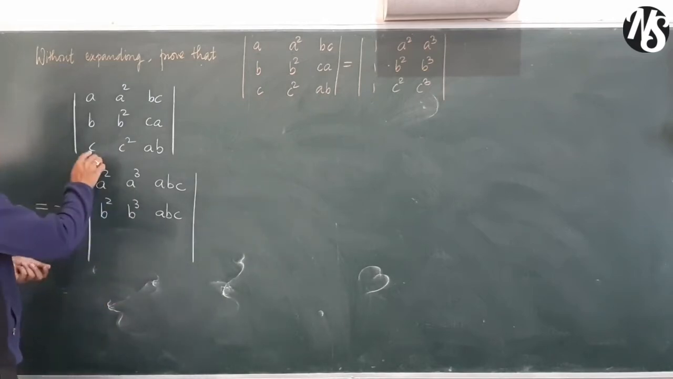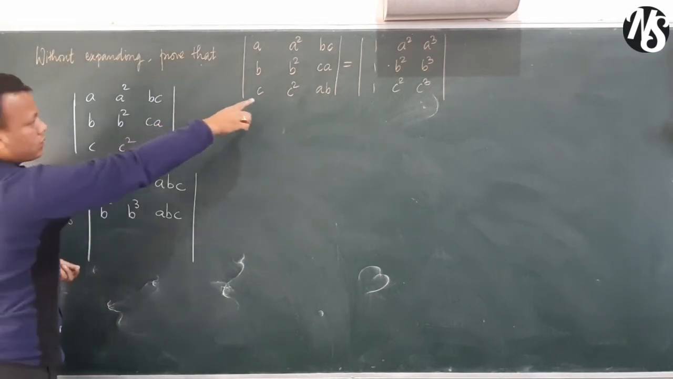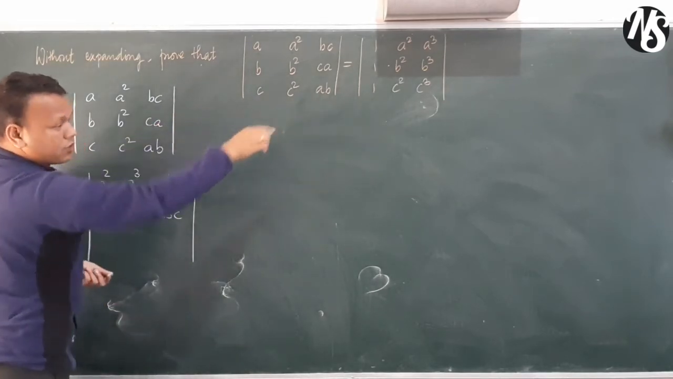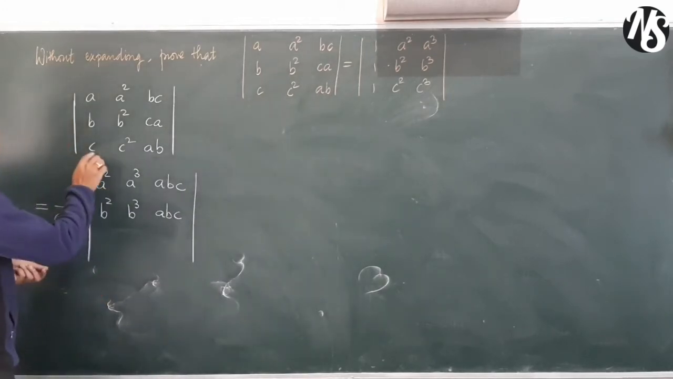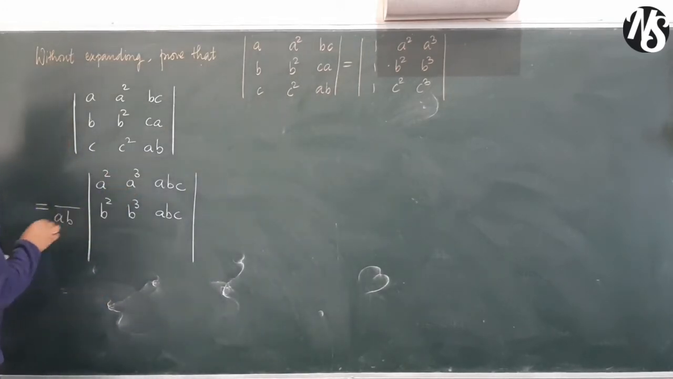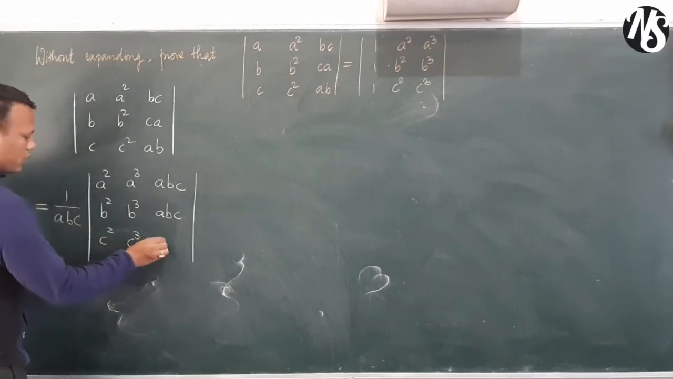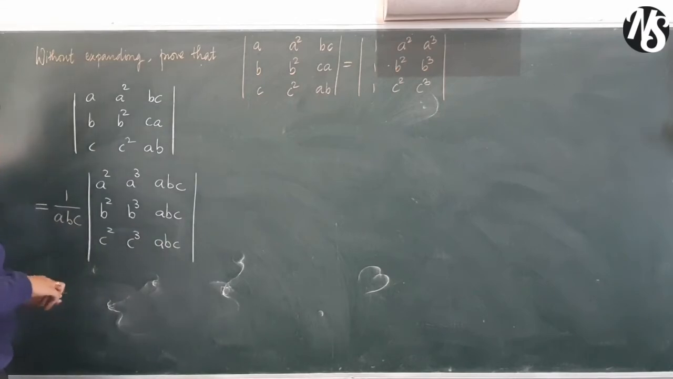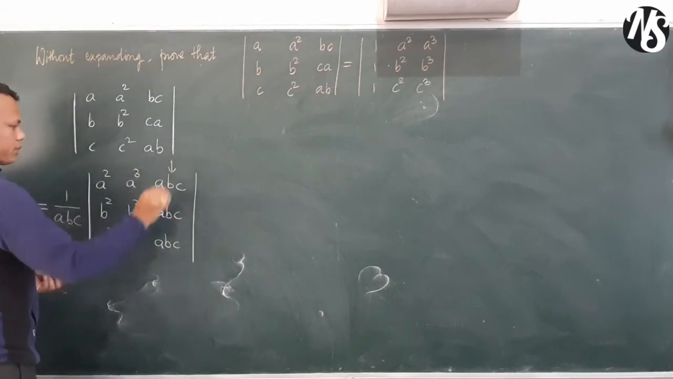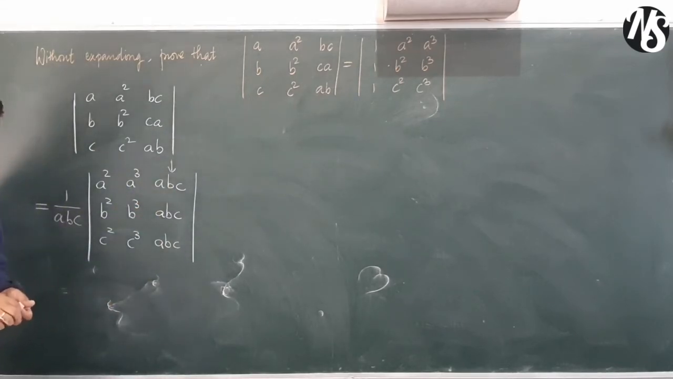Now the last one is also similar. We have c and c squared, and there we have c squared and c cube. So we will multiply this by c, and in order to balance, we will put c here. So we have c squared, c cube, abc. Now observe column number 3. abc is common, isn't it?